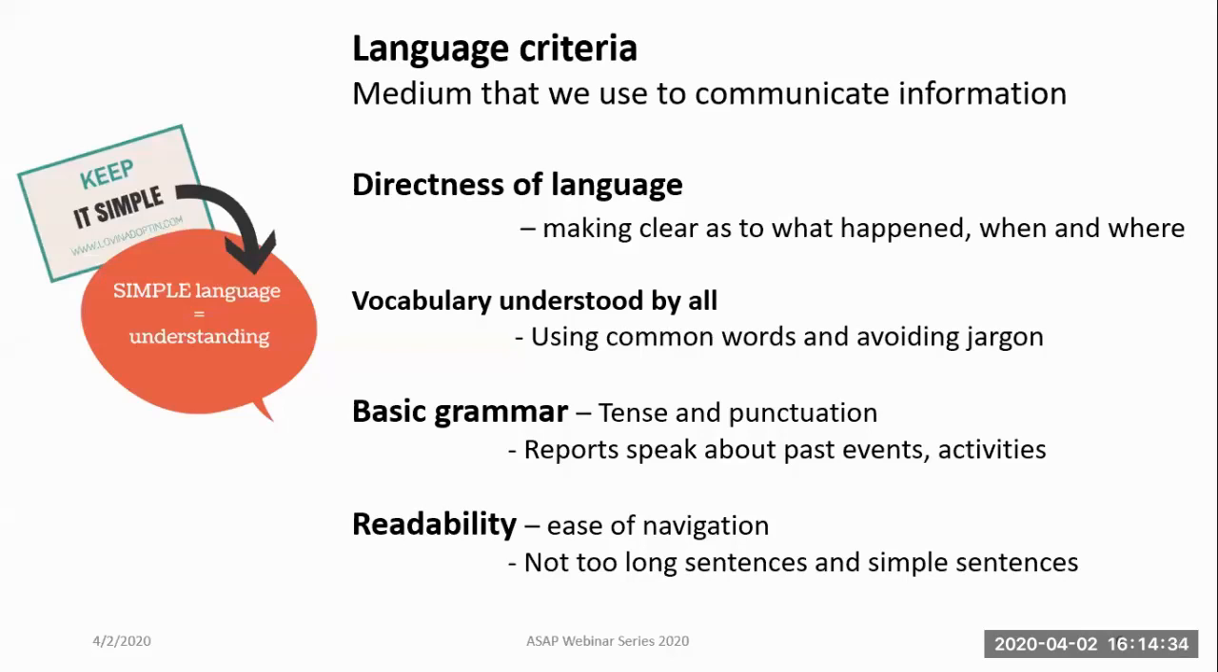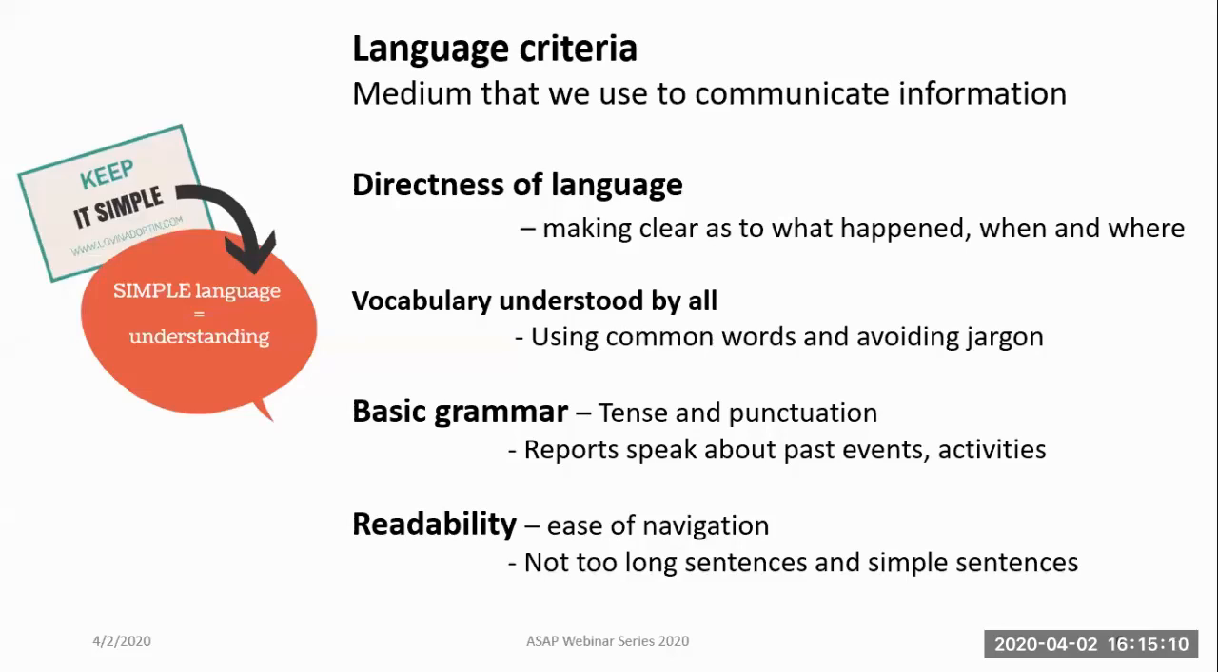Now, another important thing is to use a vocabulary that is understood by everyone. You need to understand that a report or a document is not a place for you to show your language skills. It is a place where you need to use a minimum language, a language which is understood by all, using common words and avoiding jargon and abbreviations as far as possible. That is a very important thumb rule when it comes to writing documents.